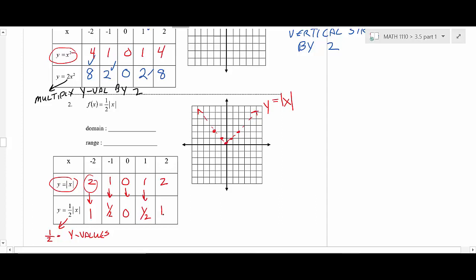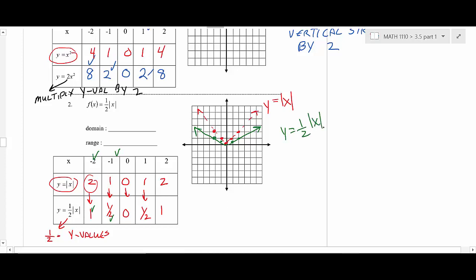Now, if you plot these points, you would have the point -2, 1. So on your graph, you go -2, 1. You would have -1, a half. So just kind of estimate where a half is. You'd have 0, 0, and so forth. So your graph is going to kind of look like that. So that's the graph of y equals 1/2 absolute value of x, like that.